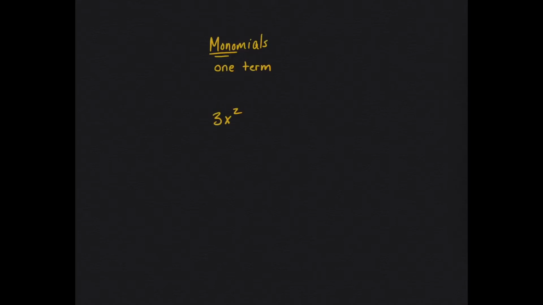What's not a monomial would be something like 4x cubed plus 3x squared. This would be a binomial because instead of one term, there are two, where bi means two, like a bicycle.